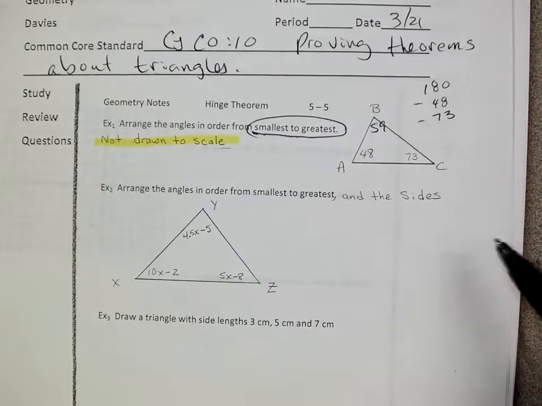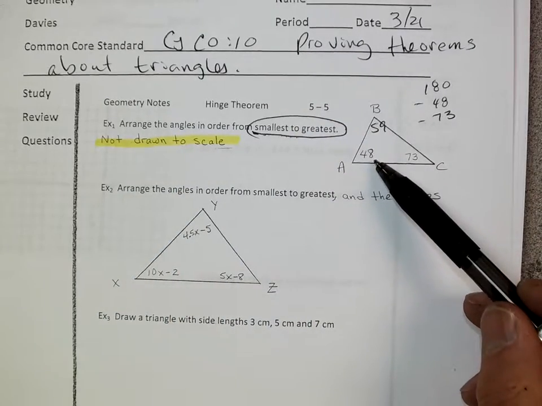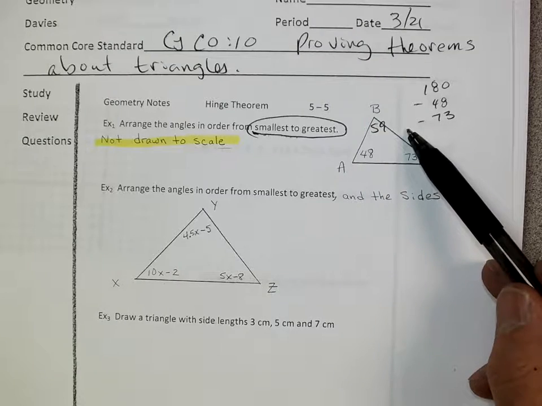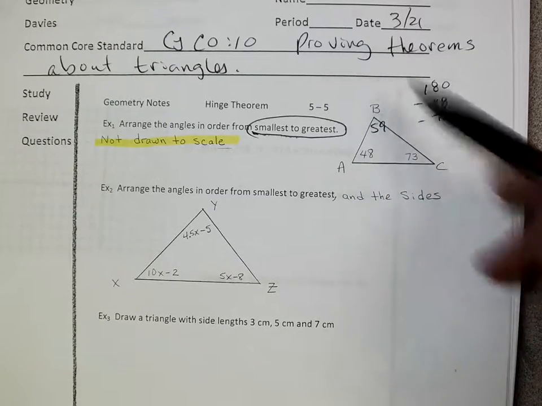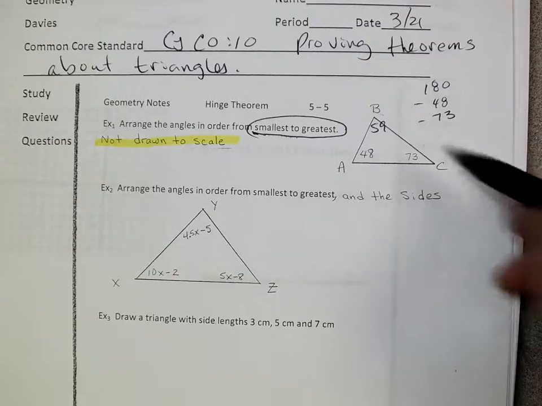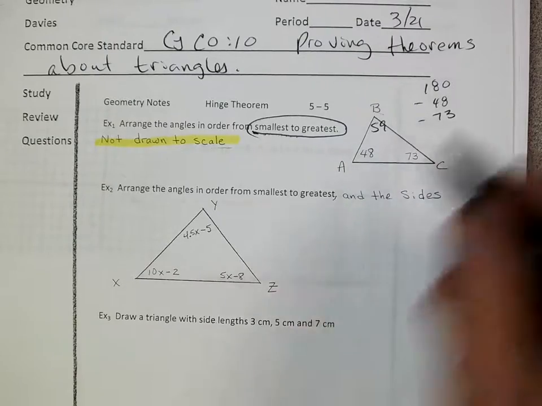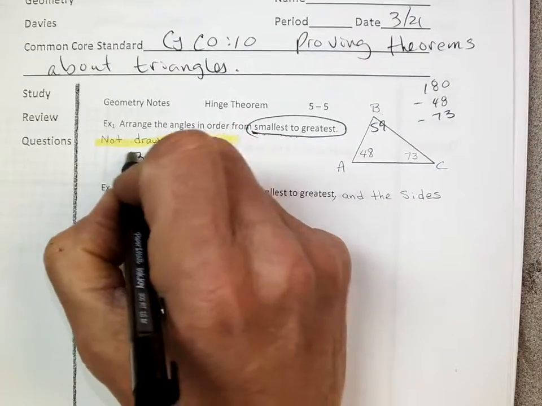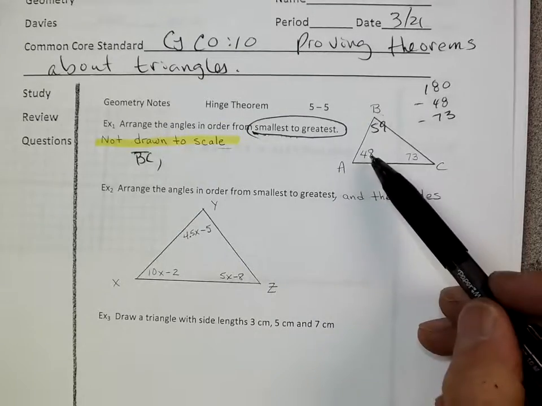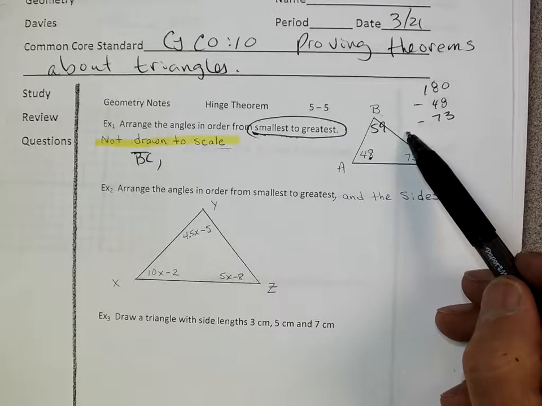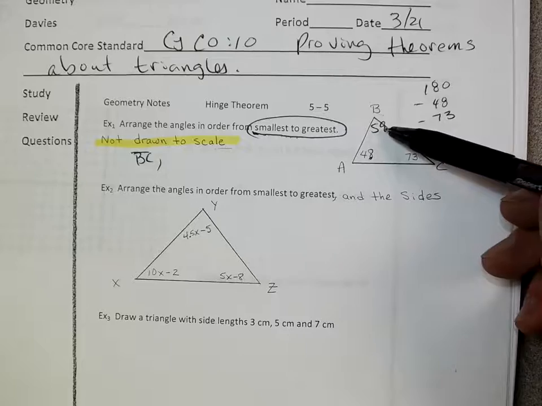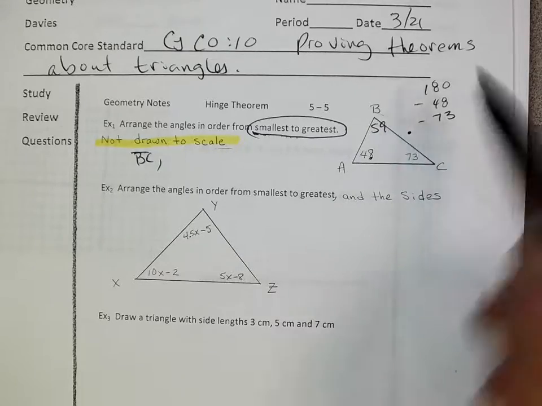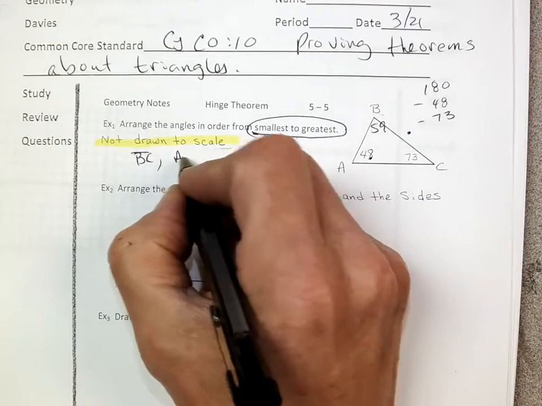So we want to do it from smallest to greatest, right? My smallest angle is angle A, so BC is the smallest side. Now, again, it doesn't look like it because I can't draw, but according to the numbers, BC is my smallest side. Smallest angle, opposite, smallest side. It's that easy, okay? Then angle B is the next one. So then AC is the next.